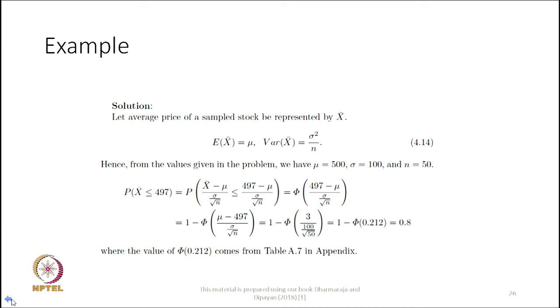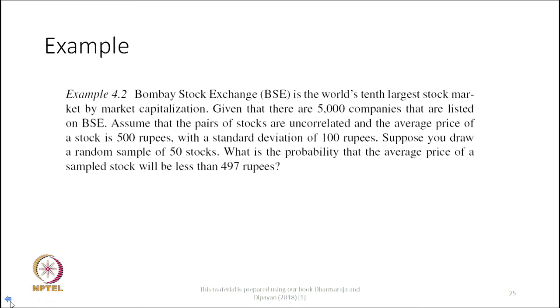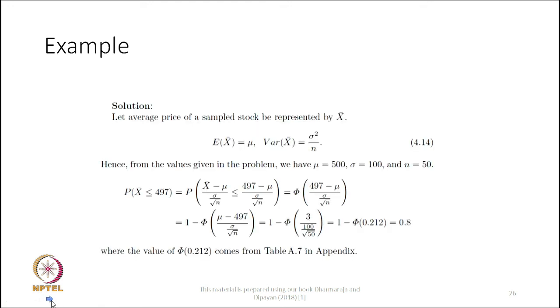The question is, what is the probability that the average price of a sampled stock will be less than 497 rupees? Therefore, the required probability is the probability of x bar less than or equal to 497. By subtracting the mean and dividing by the standard deviation, you will get the standard normal distribution. Therefore, you will get psi of (497 minus mu) divided by sigma by root n.